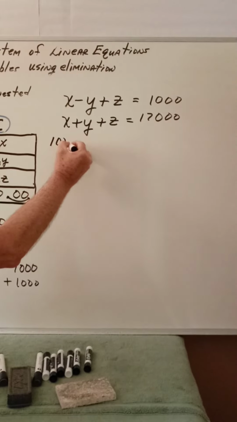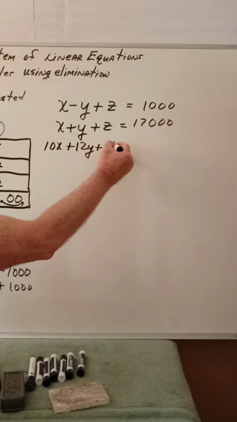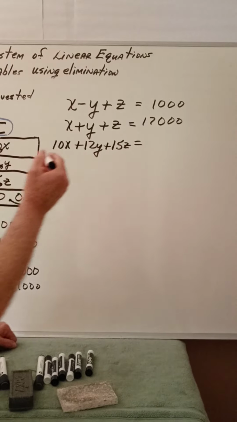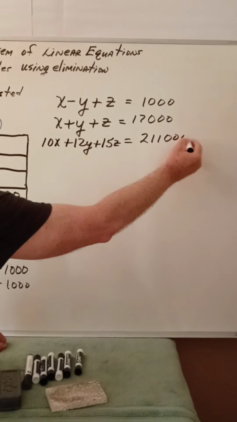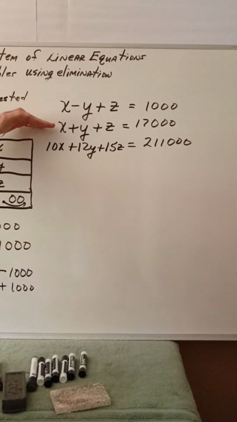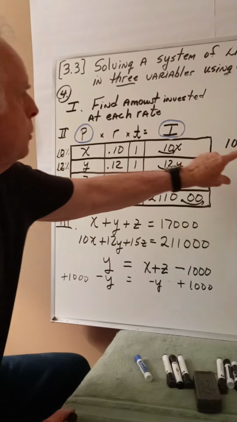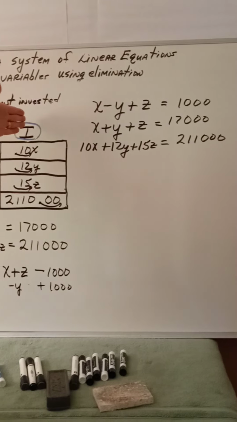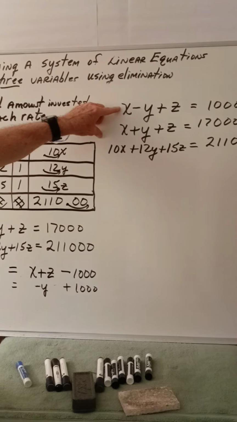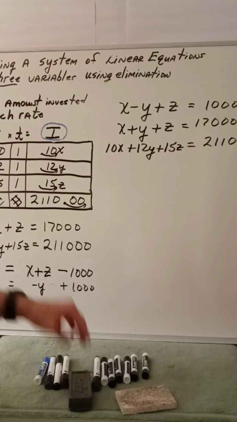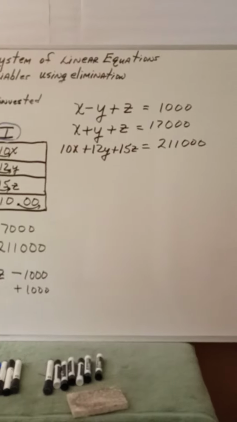X plus y plus z is equal to 17,000. And then the second one that we had, 10x plus 12y plus 15z is equal to 211,000. This middle equation, as you might remember, came from the principal column. This third equation came from the interest income column, and the top equation came from the third sentence that we had to translate. So here is our system.